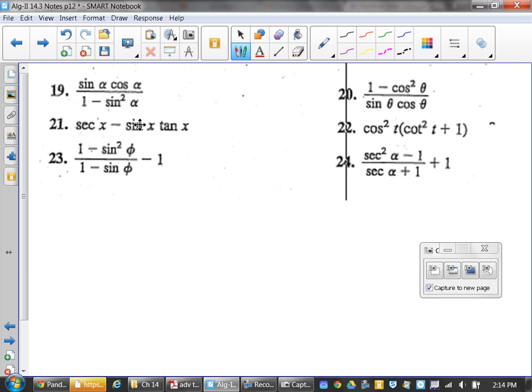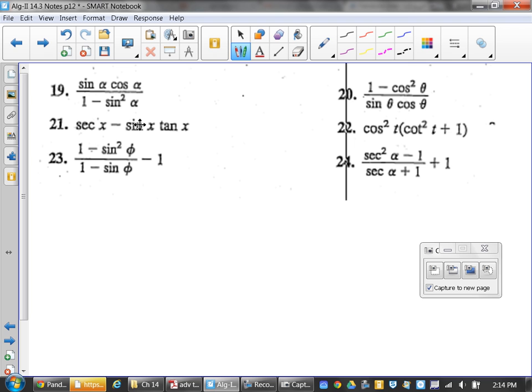I want to look at number 19. So I have sine times cosine over 1 minus sine squared. Once again, I want you to recognize that your denominator has 2 parts to it, which means I can't split it up into 2 separate fractions. But notice that it has a squared term in it. Since it has a squared term, I don't need to worry about doing that conjugate jump.